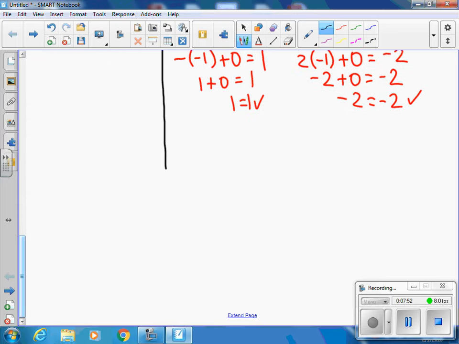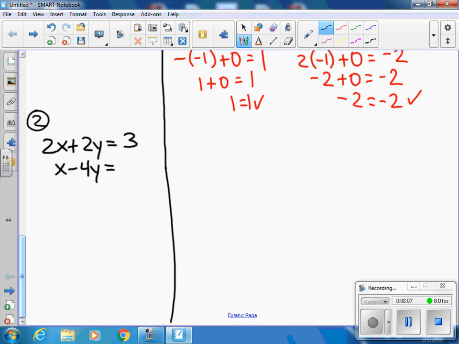Okay, all right, so let's do a couple more practice problems together so that you have some sort of confidence with this before you come to class, and we can practice some more in class. So the next system is 2x plus 2y equals 3, and x minus 4y equals negative 1.